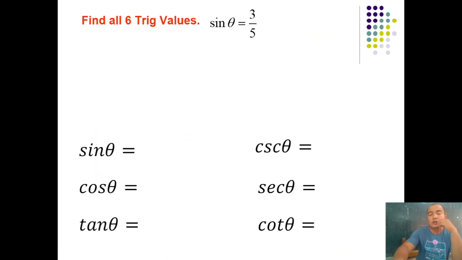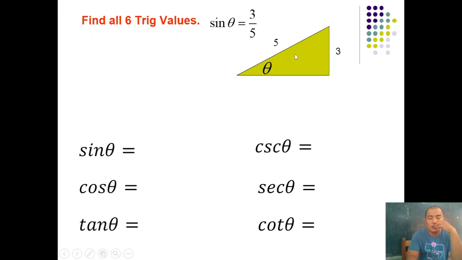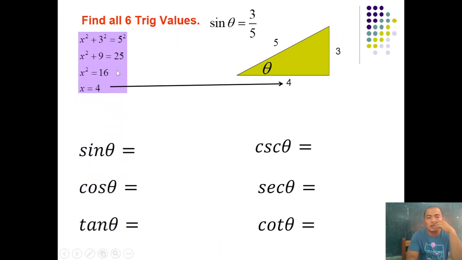Find all the 6 trigonometric values if sine theta is equal to 3 fifths. So, you say sine theta is 3 fifths. 3 is the opposite side and 5 is the hypotenuse. Solve for the adjacent side, Pythagorean theorem. 25 minus 9 is 16, so square root of 16 is 4.